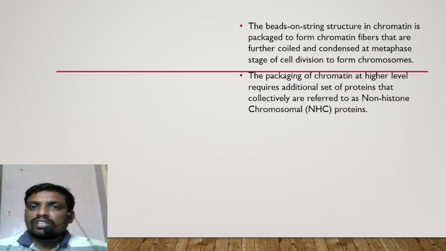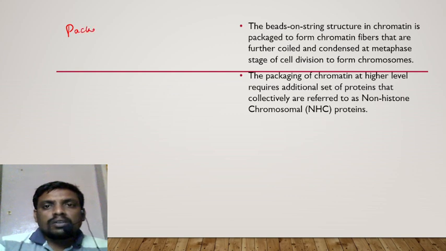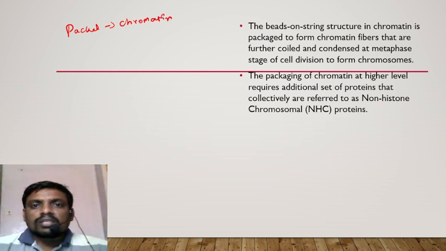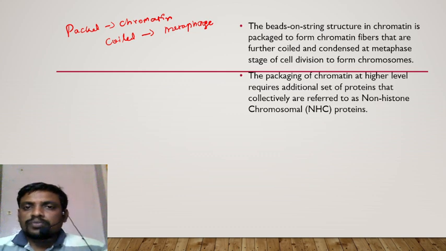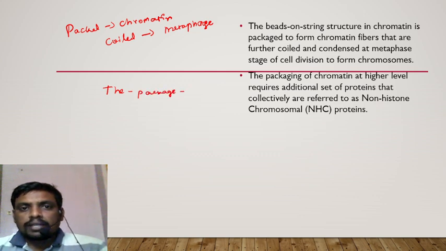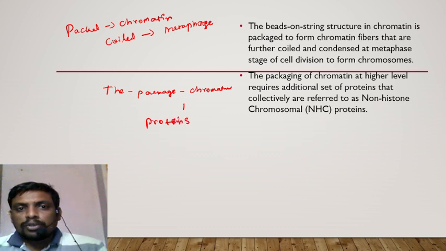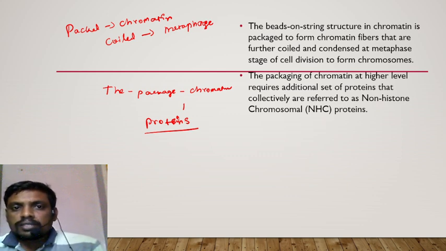The beads on a string structure in chromatin is generally packed to form specific chromatin fibers that are further coiled together and seen at metaphase during cell division as the chromosome appearance. This package of chromatin, if you carefully observe it, at a higher level requires a set of proteins, which are collectively referred to as non-histone chromosomal proteins.